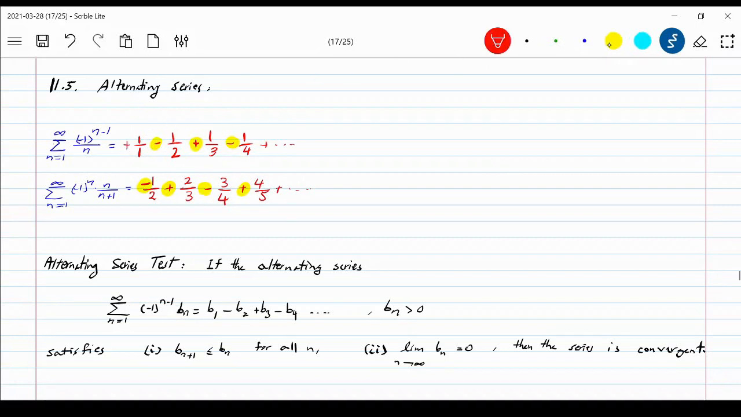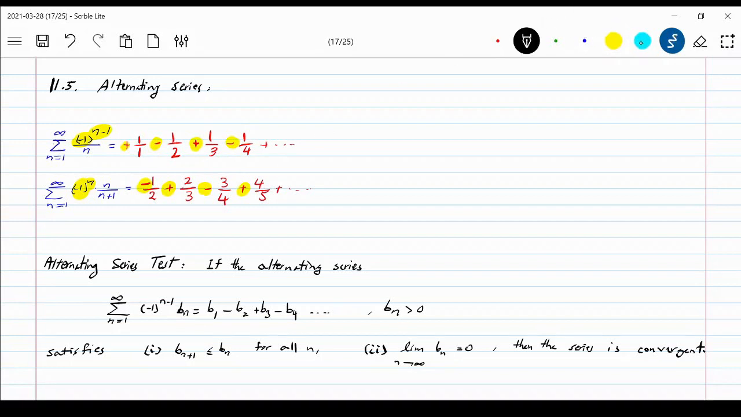Generally speaking, if you're dealing with an alternating series, that means there is a negative 1 to some power, like negative 1 to the power n, or to the power n minus 1 or n plus 1. If that power becomes even, then you have a positive term. If it becomes odd, then you have a negative term. This plus or minus comes from that.